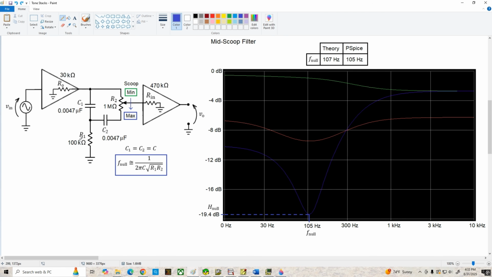Well, we could decrease the value of R1. That would shift the curve to the right, but that would also shift the vertical spacing of these curves too. It would move them all up some. And if we don't want to do that, we just want to move the curve to the right, the better thing to do is to decrease the value of the capacitors. So if I cut these roughly in half using 0.0022 microfarads, the closest standard value to that, here's what we come up with.